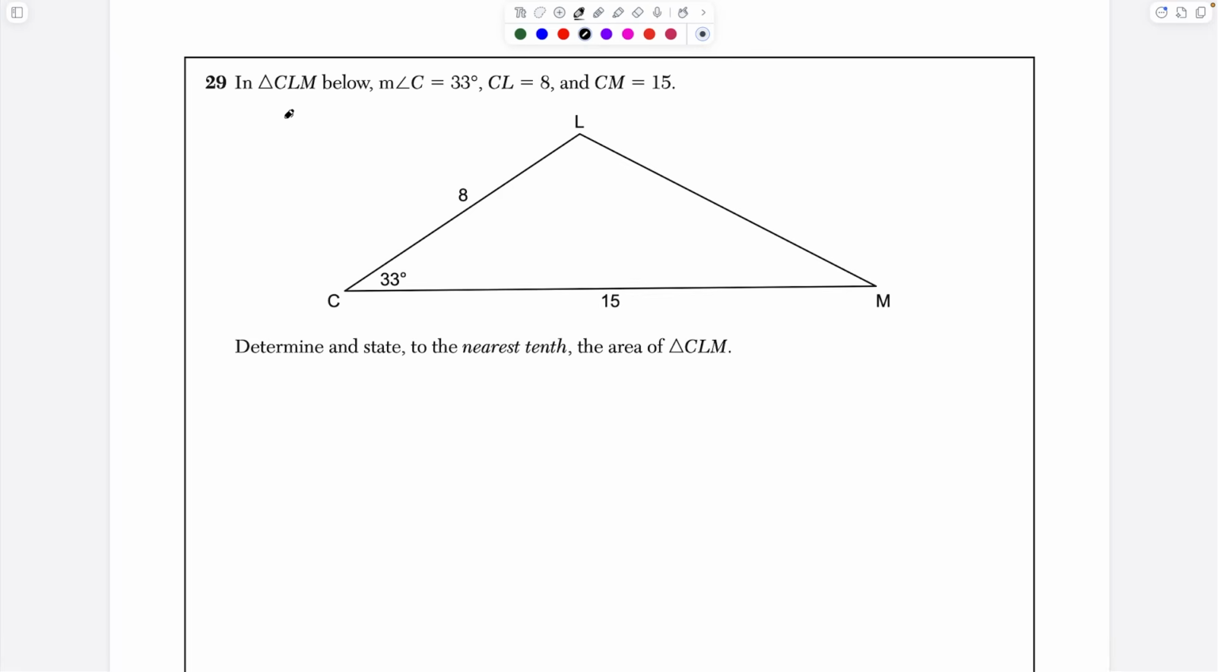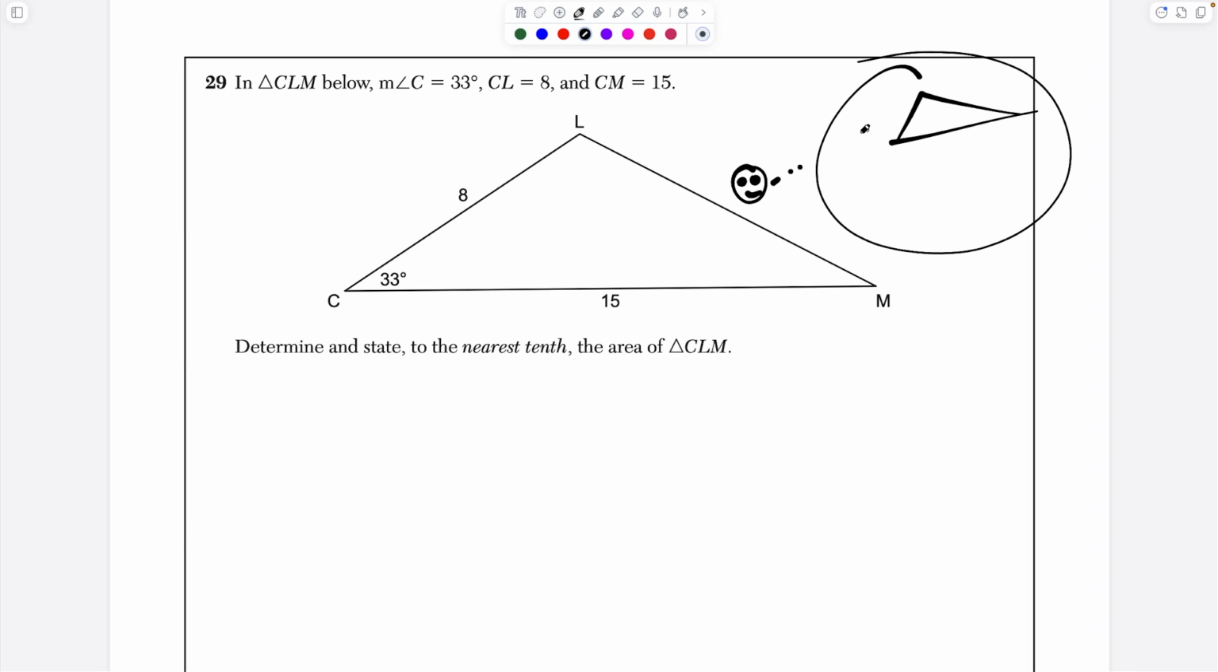Question 29, in triangle CLM below, the measure of angle C equals 33 degrees, CL equals 8, and CM equals 15. Determine and state to the nearest tenth the area of triangle CLM. So for this question, I think of this formula, the area of a triangle using trig.